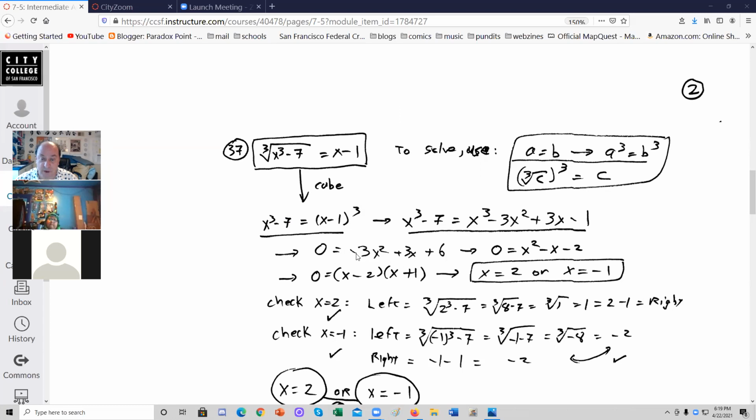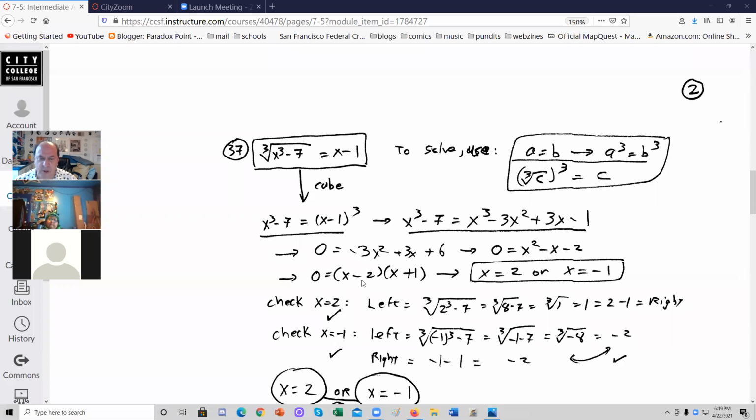Well, there's a lot of factors of 3 here. Let's divide by -3 both sides, and you get 0 equals x squared minus x minus 2. Now, to factor this, we need two numbers whose sum is -1 and whose product is -2. -2 and +1 fit the bill. So 0 equals (x minus 2) times (x plus 1).